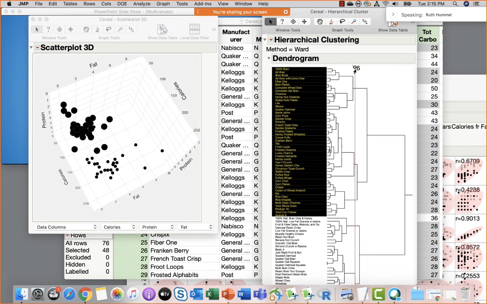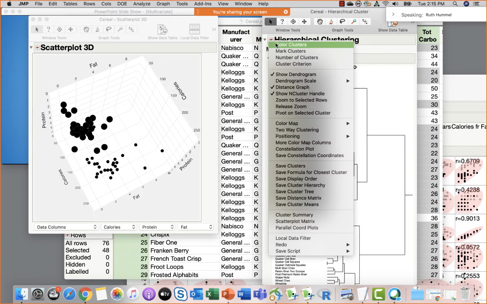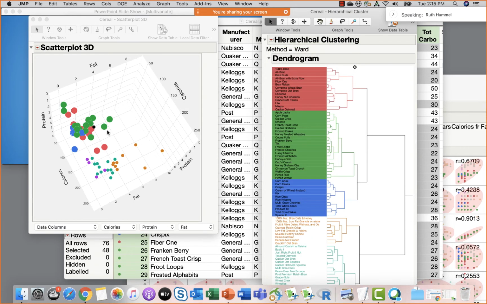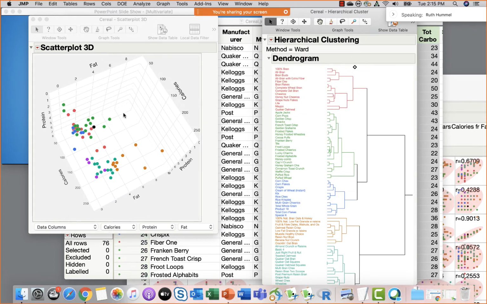I could group these guys farther down, and in order to see this more easily, if I turn on the coloring of the clusters, now I don't have to click on these guys and select them. I can leave all the points the same size, but I can see that now I've colored by different clusters. So these red guys, just by their names, I can kind of see that this is 100% bran, bran buds, all bran with extra fiber, fiber one, bran flakes. These seem to be bran-based or really fibery cereals. So the red points might have high fiber in them.